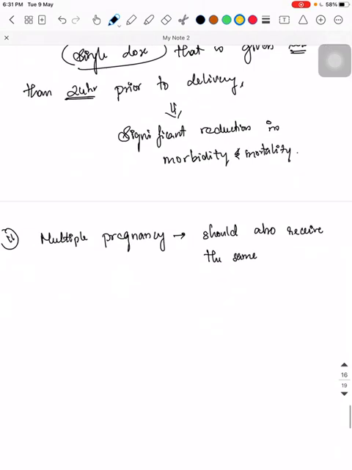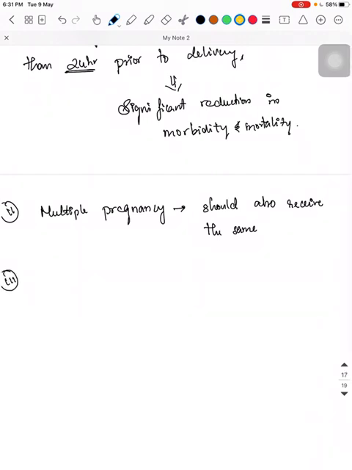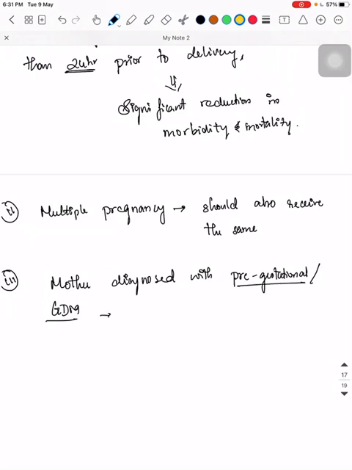Third one is, if the mother is diagnosed to have pre-gestational or gestational diabetes mellitus, she should be administered a complete course of antenatal corticosteroids. But what is the risk in this?